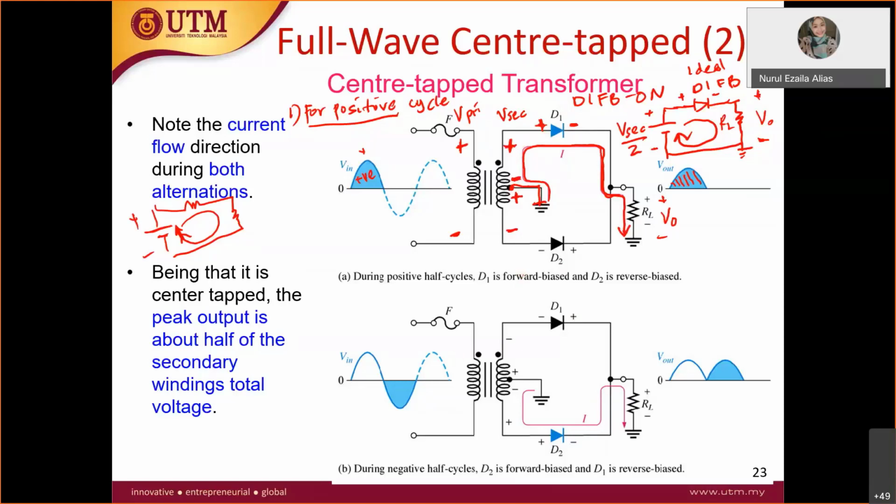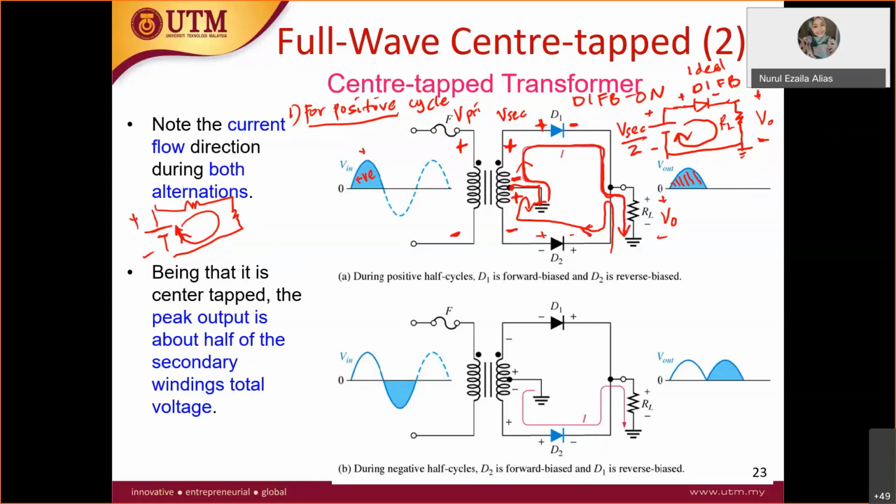This is your anode plus minus, but then current is this way, from negative to positive. So the loop now is vice versa. It will be your loop like this, in a different direction. So what happened to the diode 2? Now current is going into the negative of the diode.